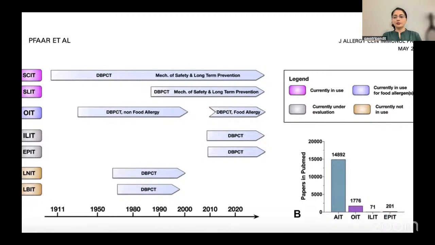We know that immunotherapy is not something new, and it has been there since 1911. The first modality of treatment that came in immunotherapy was SCIT. It was much later, only in the 1980s, that double-blind placebo-controlled trials on SLIT started coming up, and then eventually some studies on intralymphatic immunotherapy.